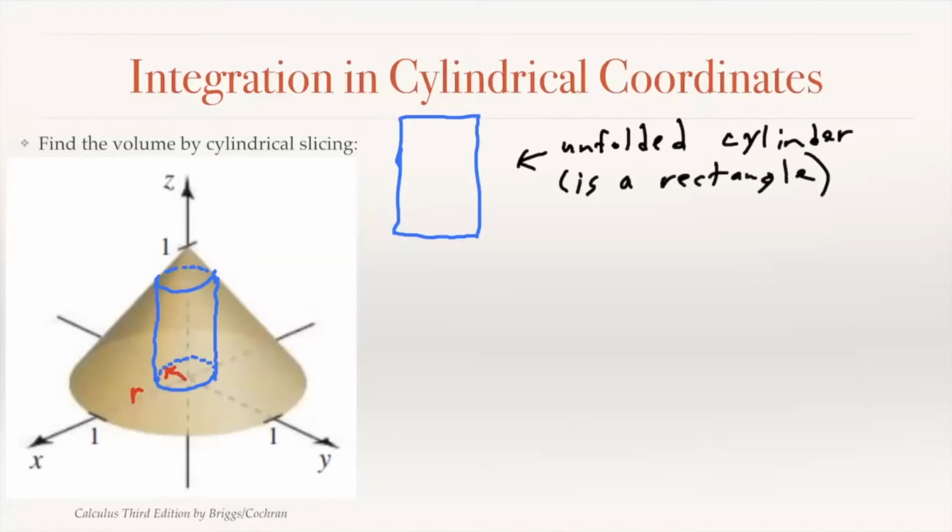And first, what is the area of the cylinder? Well, we can take it and unfold it, and this would be the circumference, which is 2 pi r, and this is the height h.